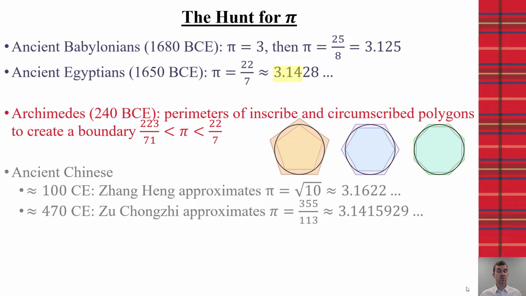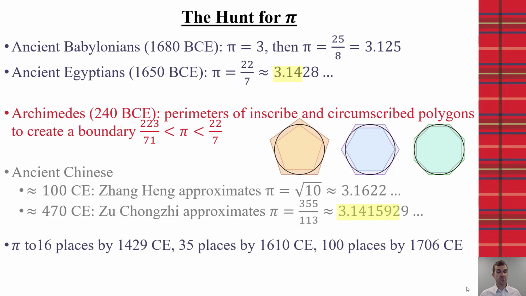Hundreds of years later, the ancient Chinese advanced these values with Zhang Heng, who said that pi was approximately the square root of 10. It's a little bit more than what Archimedes found, but that led to other contemporaries of the ancient Chinese mathematics, such as Zhu Shangxi, to compute it to be about 3.1415929. And right there, that's the first 6 digits of pi in 470 CE, not with computers like we use today, but with many other mathematical advancements that they were doing, all with paper, pencil, and their minds.